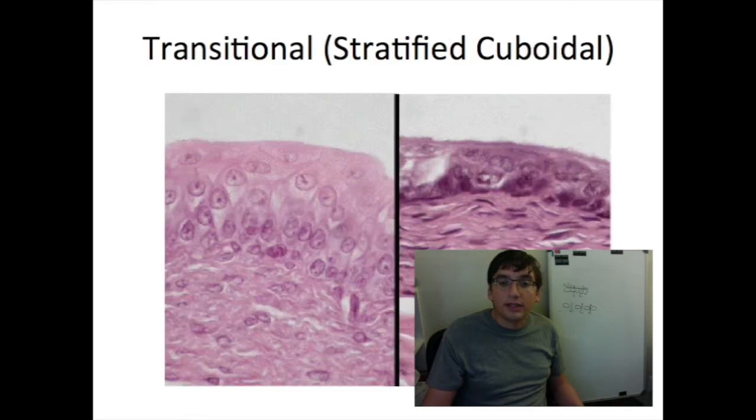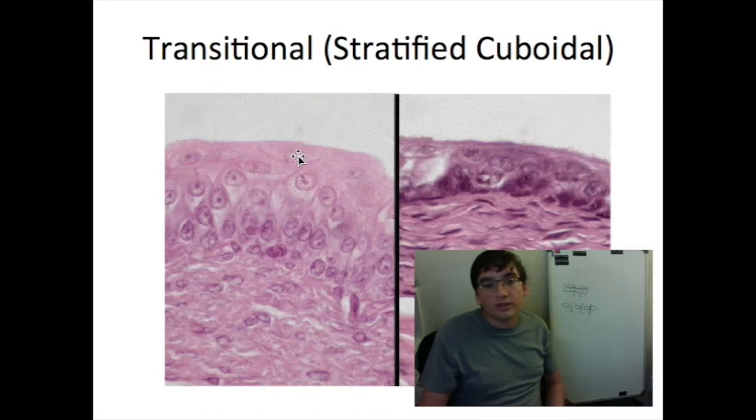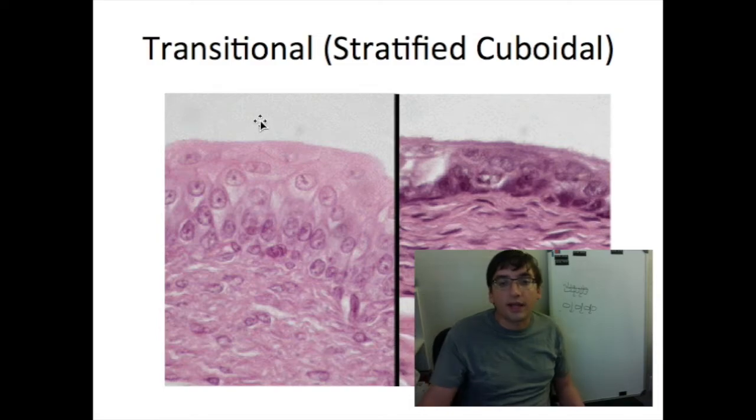The last one is a little tricky because it's transitional epithelium, which I guess we can think of as stratified cuboidal, but the trick with them is that transitional epithelium is found in the bladder.